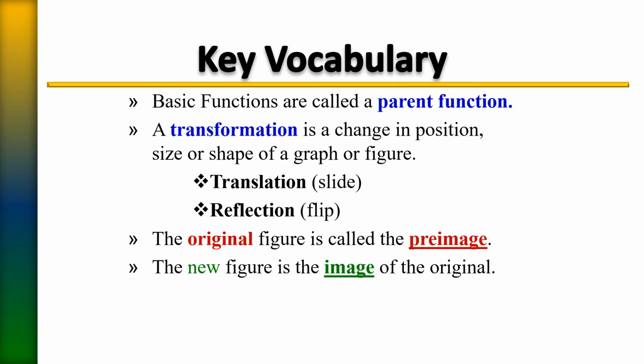You can flip an object or a shape across the x-axis, and you can also flip it or reflect it about the y-axis. Also, the original figure is often called the pre-image, and the new image is often called the image.